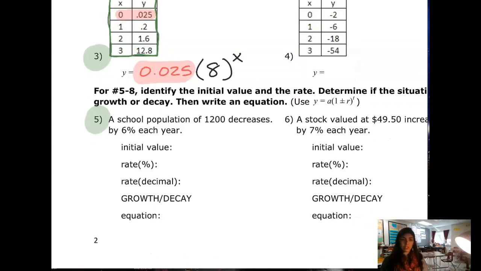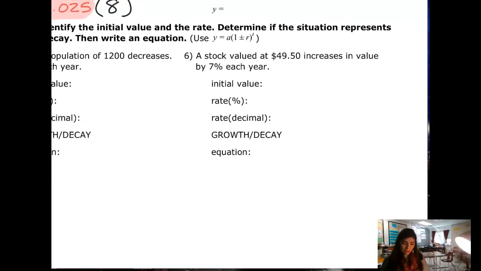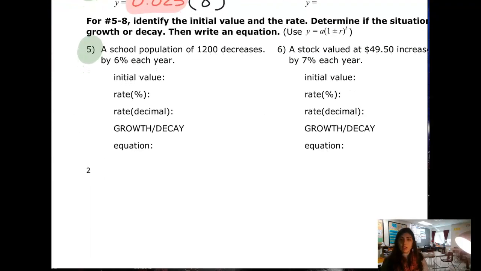Okay, we're going to write some equations. For number 5, it says the school population of 1,200 decreases by 6% each year. We need to identify the initial value and rate, determine if the situation represents growth or decay, and then write an equation for it. I gave you another hint here because now that we're using growth and decay, we need to use the detailed version of the growth and decay formula, which is y equals a times 1 plus or minus r to the t. So instead of b just being a number, we have details in there that tell us if it's going to grow or decay and by what rate.